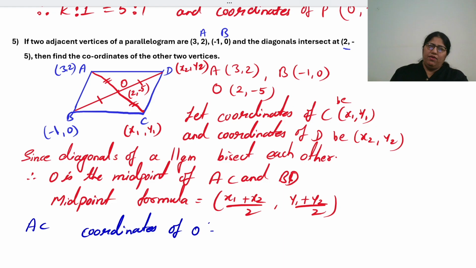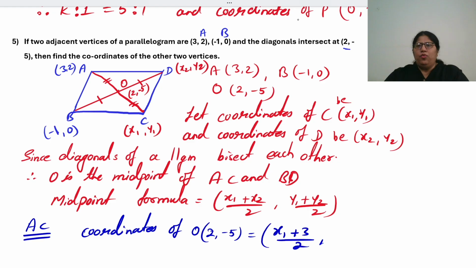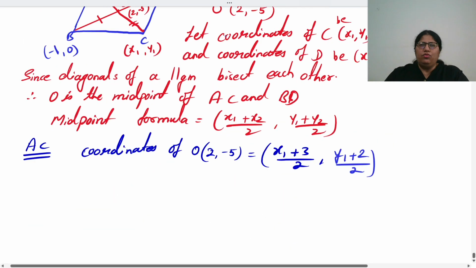So I can write x1 plus 3 by 2, and then y1 plus 2 by 2, where the endpoint coordinates are taken as x1 y1 and x2 y2. Again, you have coordinates on both sides and you do the comparison: the x coordinate gets compared with x and y with y. So x1 plus 3 by 2 equals 2, and y1 plus 2 by 2 equals minus 5.